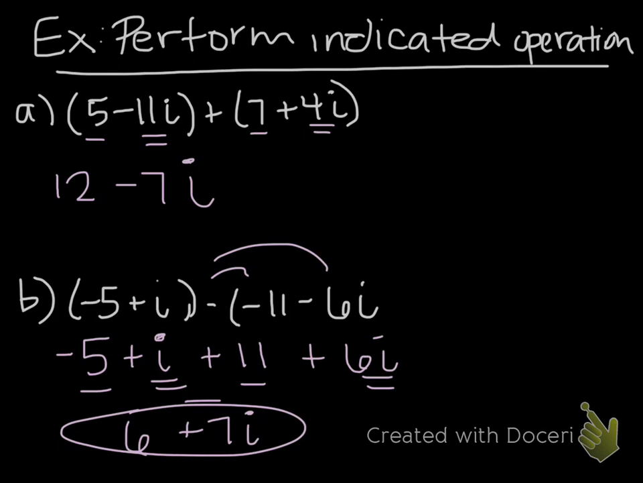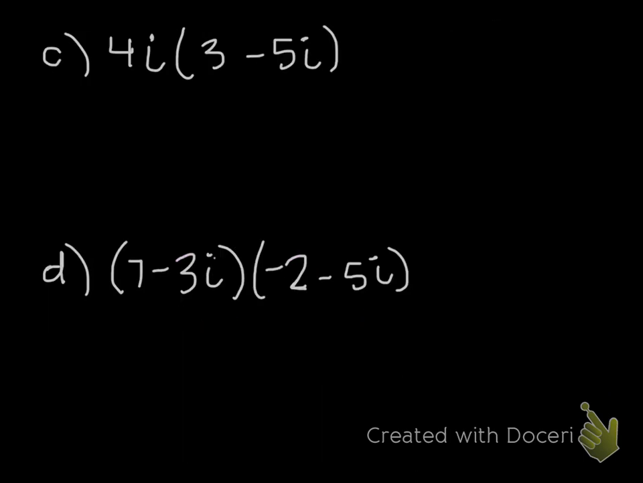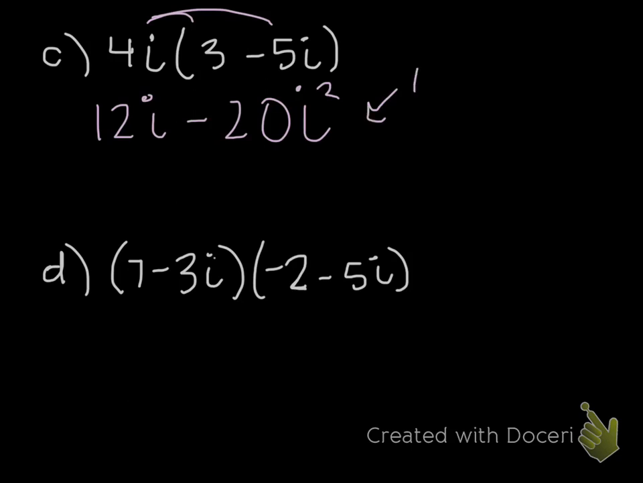So the i squared equals -1 is going to come into play for the next example. So for example C, we are going to distribute. So now we're switching to multiplication. When I distribute this in, I get 12i minus 20i squared. Now remember that this means -1.